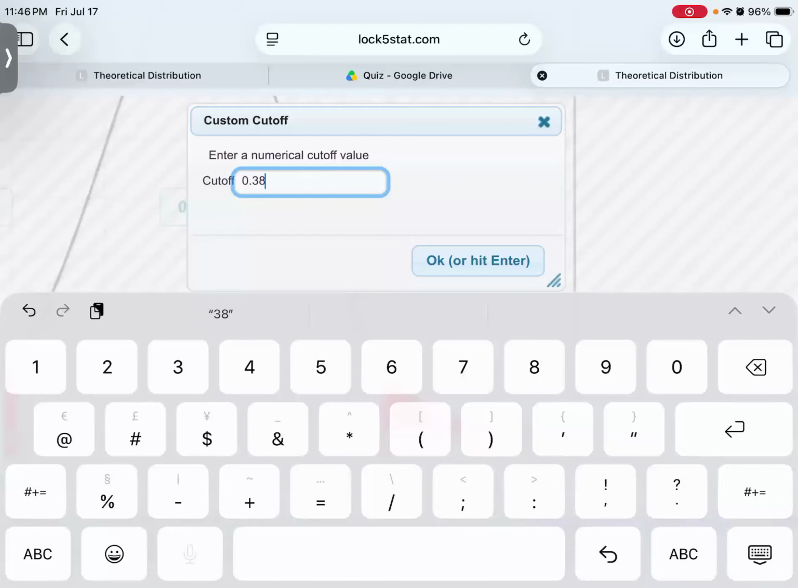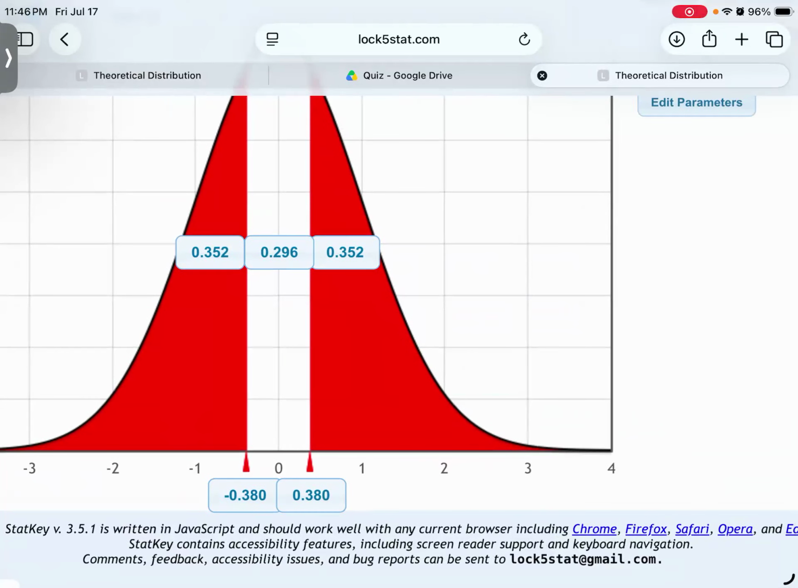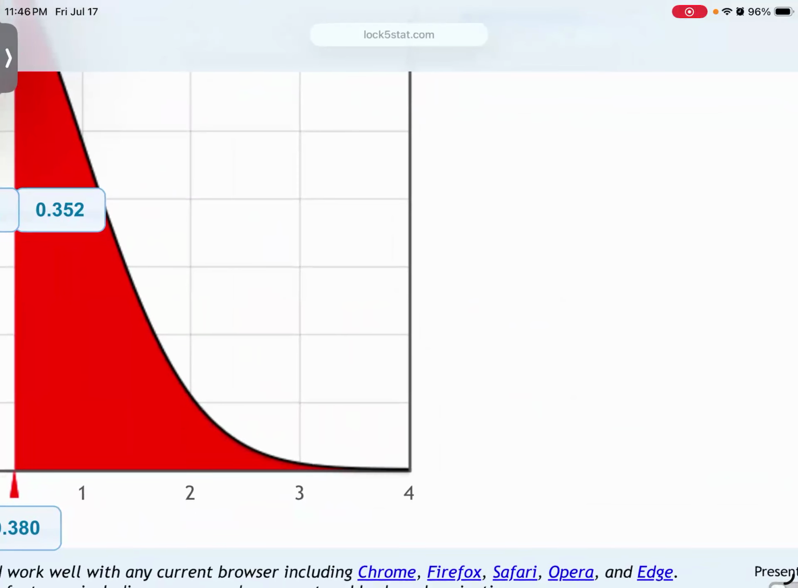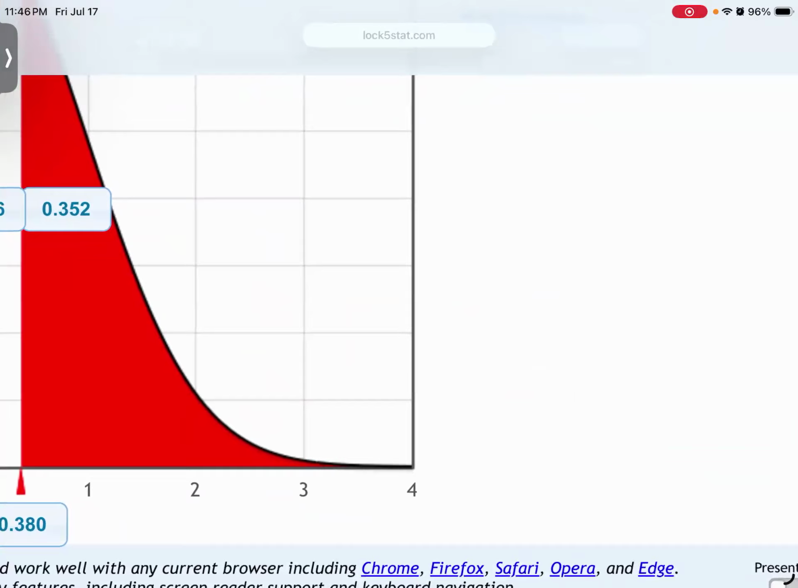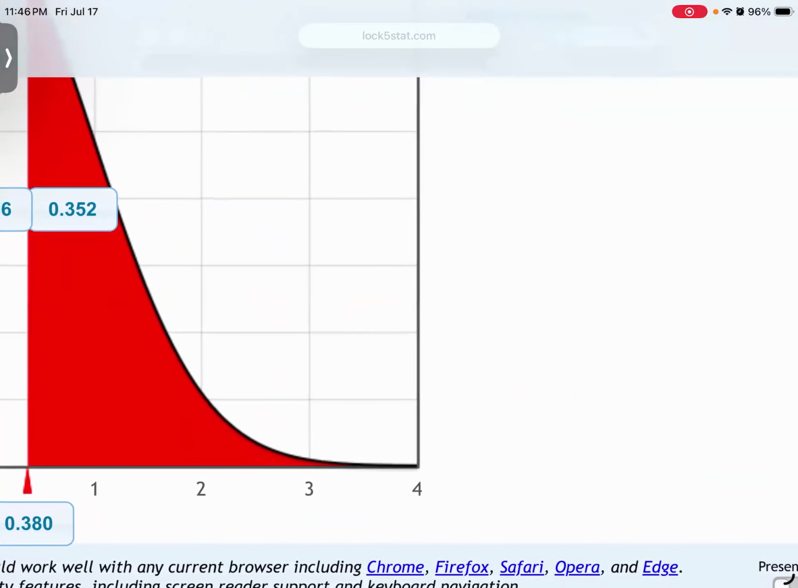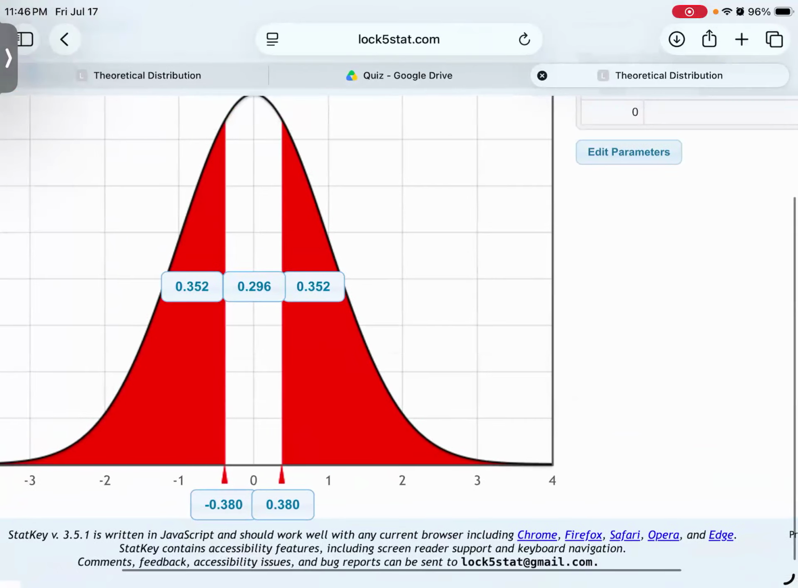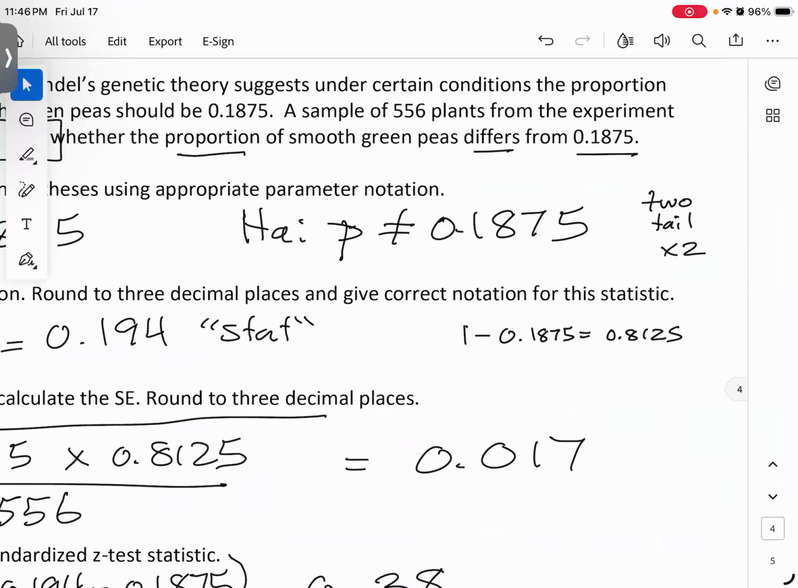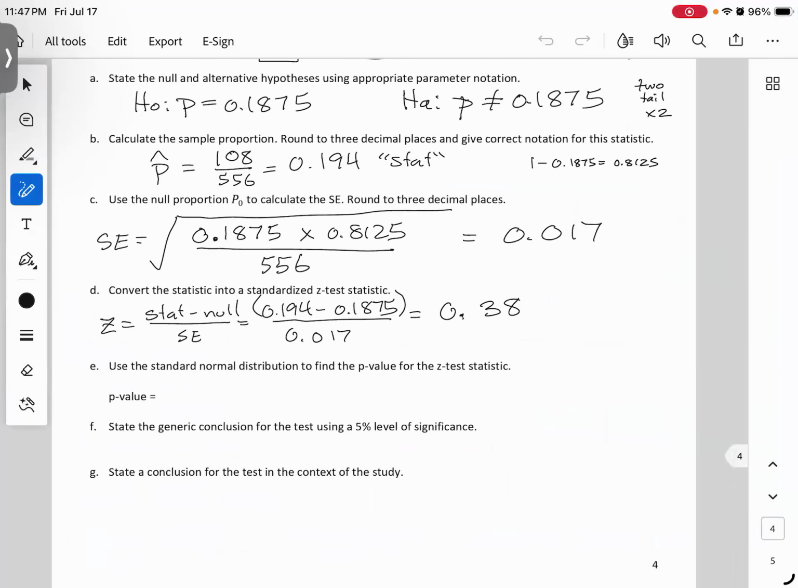0.38. So again, we're trying to see how extreme the observed value is, and we're getting a 0.352. That is the p-value, but only half of it since we're doing a two-tail. In other words, we need to take the 0.352 and do times 2, which is just taking both tails and joining them together. So the p-value would be 0.352 times 2, which is 0.704. That is our p-value.